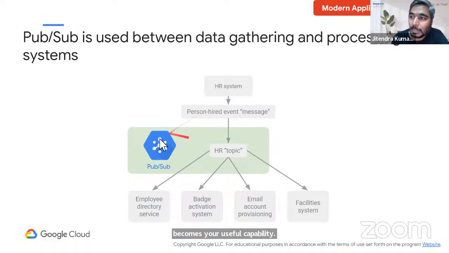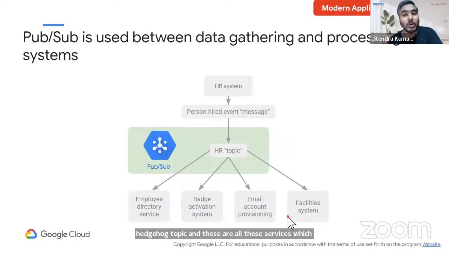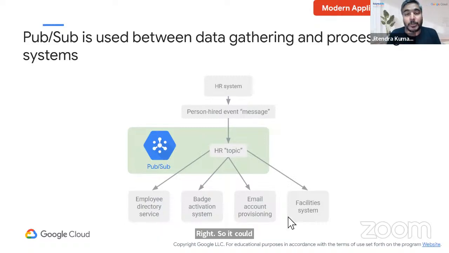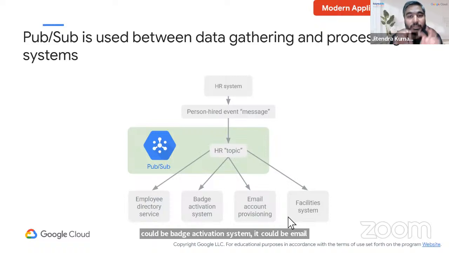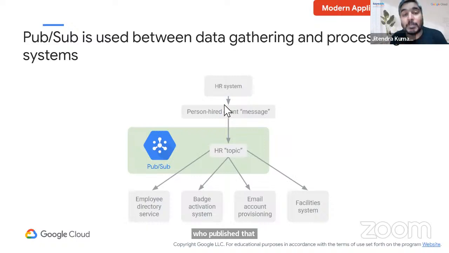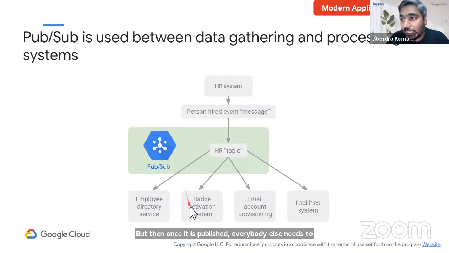So for example, here Pub/Sub as a service, HR system is publishing a message here on the topic which is HR topic. And these are all the services which are what? These are all your subscribers, right? So it could be employee directory service, it could be badge activation system, it could be email account provisioning. All of these will continue to look for, hey, there is a new employee who has got onboarded, and who published that information? It is the HR system. But then once it is published, everybody else needs to work towards it, right? To welcome you in the organization, you need a new badge.